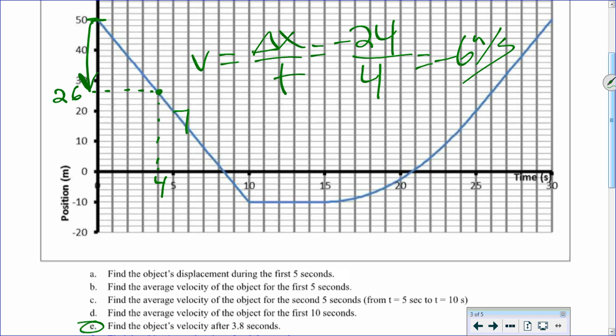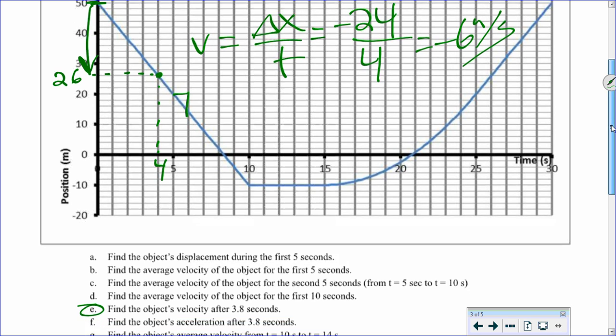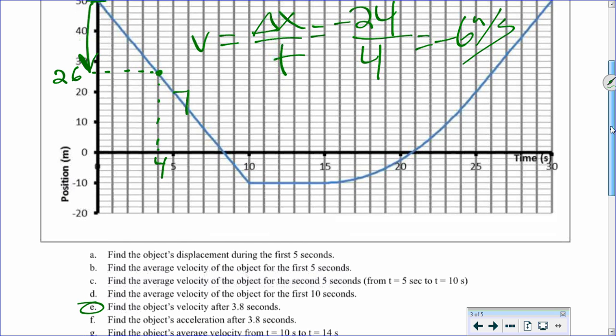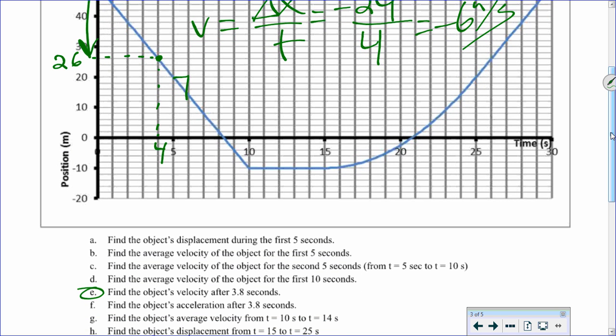Lauren, what do you got? You asked, so. Everybody go to D? All right. F says, what's the acceleration after 3.8 seconds? So, Lauren, what was the whole crux of the discussion I just put Sam through? So what's the acceleration? Let's rewind, let's take a step back. Do you remember what the definition of acceleration is?